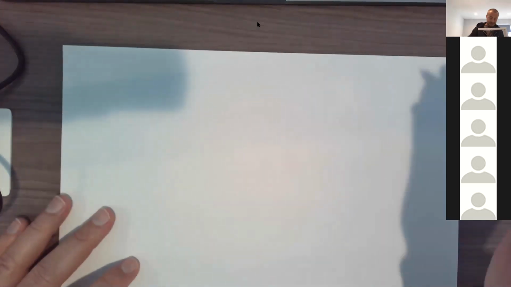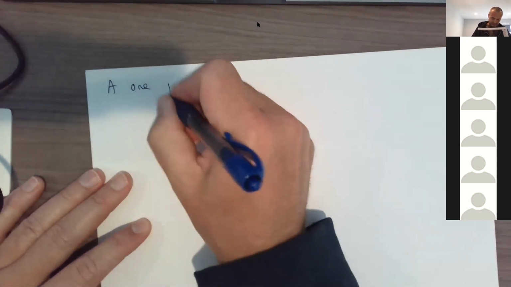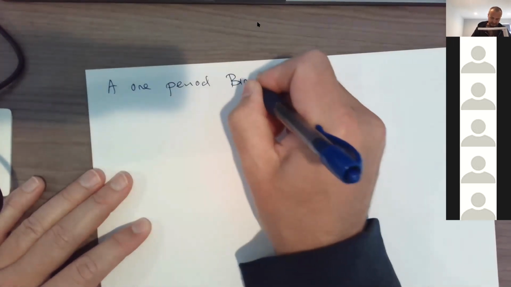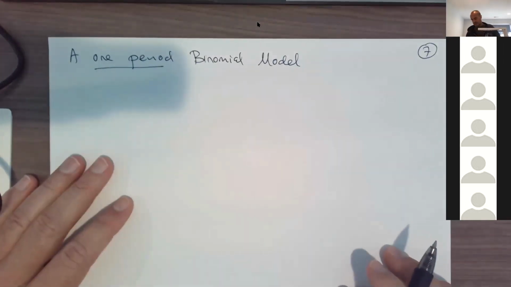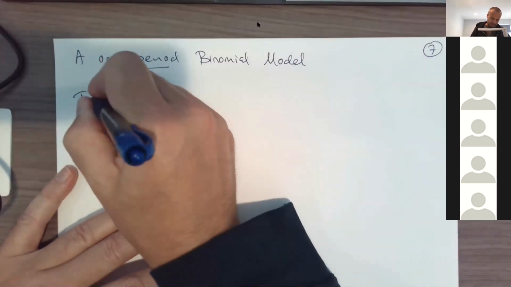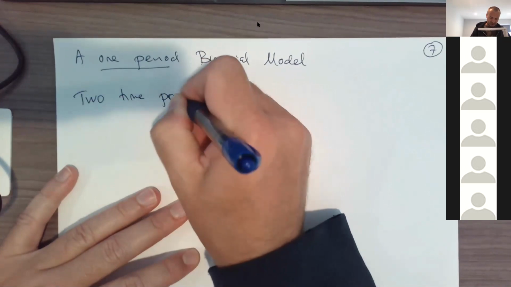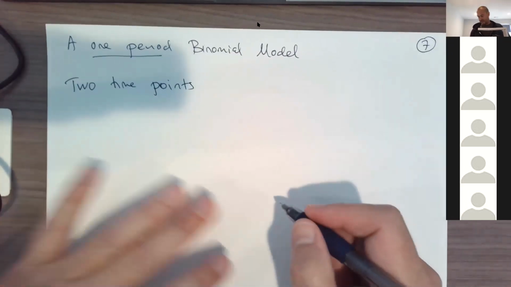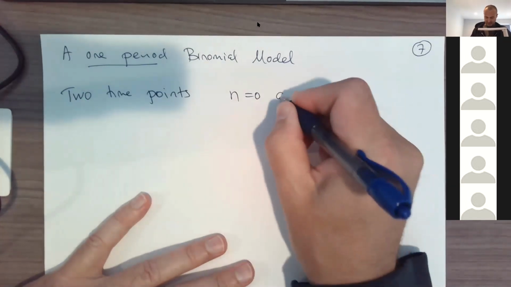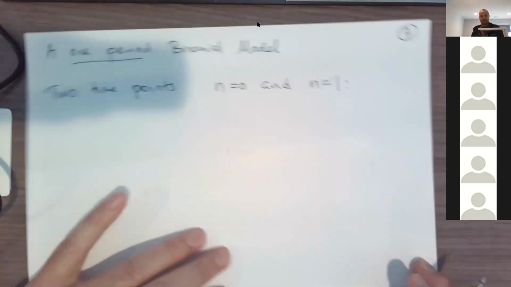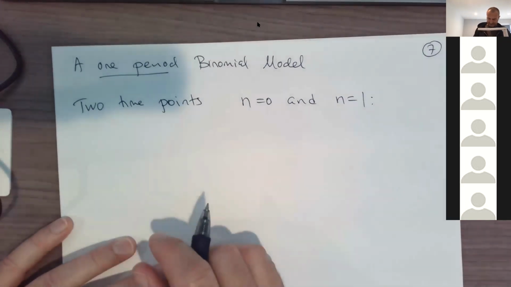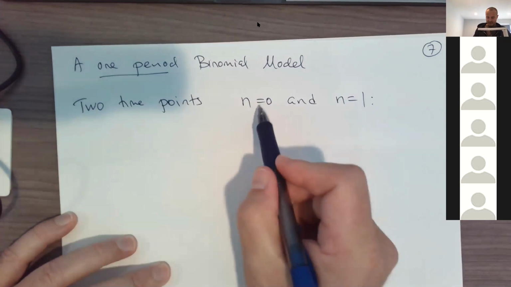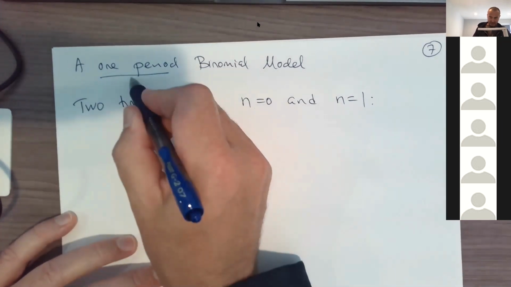We need randomness. So we're going to be looking at a one period binomial model. There will be 2 time points, n equal to 0 and n equal to 1. There will be one random variable. The one period has to do with these 2 time points.